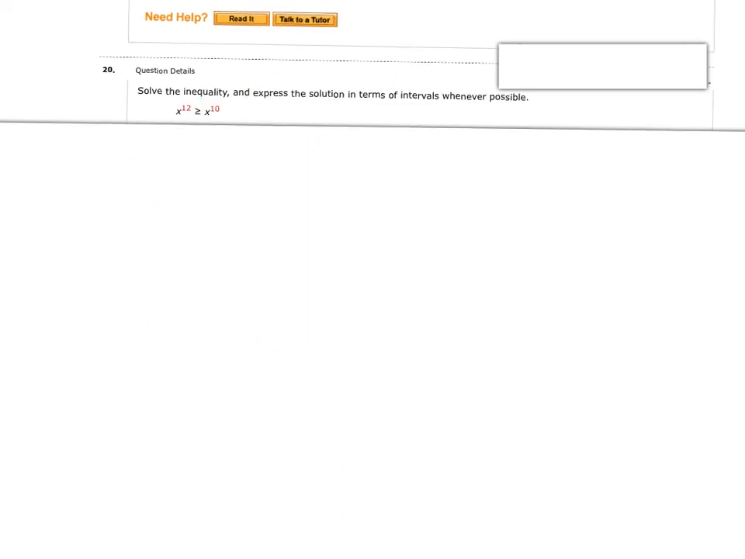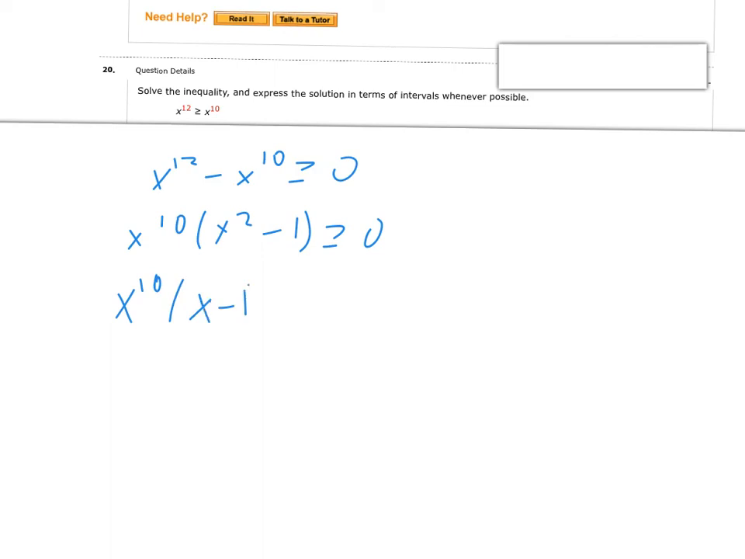All right, next up here, I want to factor this one. So I will go x to the 12th minus x to the 10th. I'm going to get one side to 0 first, and then we'll factor out x to the 10th. That gives me x squared minus 1. And we go x minus 1, x plus 1 greater than or equal to 0. So I'll go to my number line here. I got -1, I got 0, I got 1. They're all going to be closed dots here.